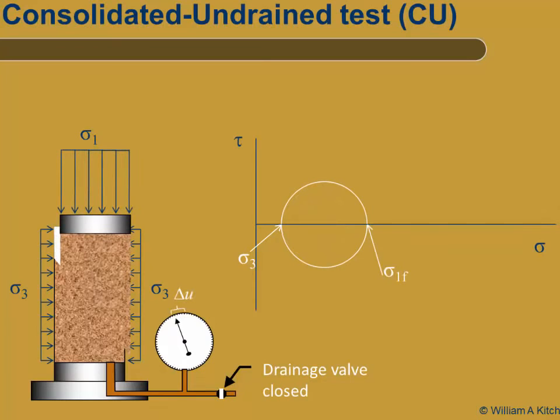Since we are measuring pore pressures during the test, we know the change in pore pressure at failure, delta U. Knowing both the total stresses and the pore pressure at failure, we can compute the effective stresses at failure and plot the effective stress Mohr circle shown here with dashed lines. This circle is offset from the total stress circle by a value of delta U. In this case, we have a negative excess pore pressure, so the effective stress is greater than the total stress, shifting the Mohr circle to the right.